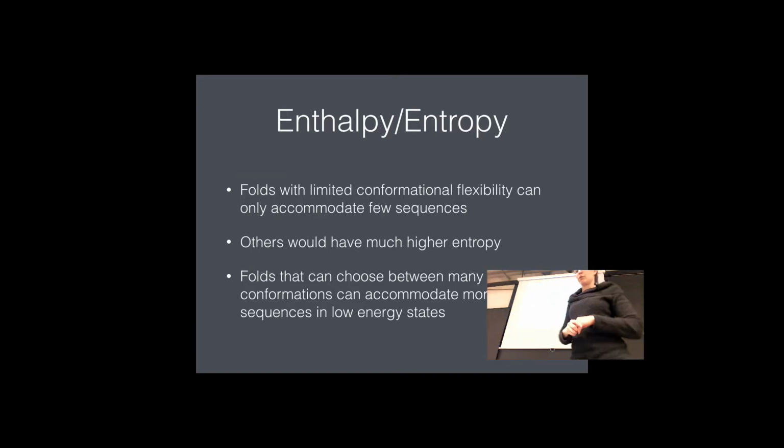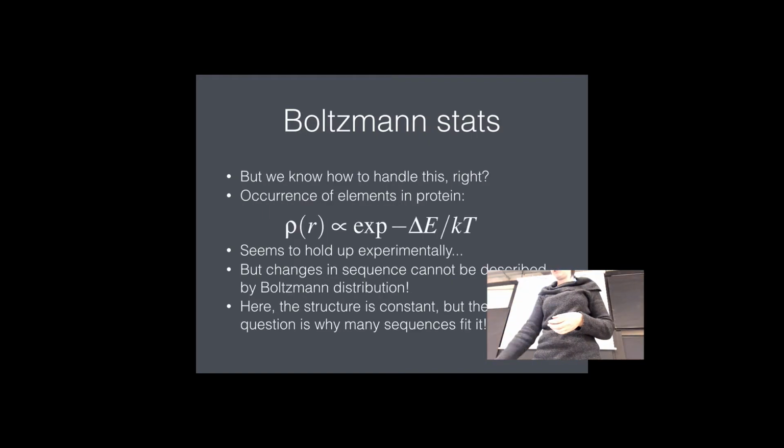The folds that can choose between many conformations can accommodate more sequences in low energy states. So if you have a protein that can assemble in slightly different ways, then it will be able to get different conformations, and then you could have many different sequences in there.